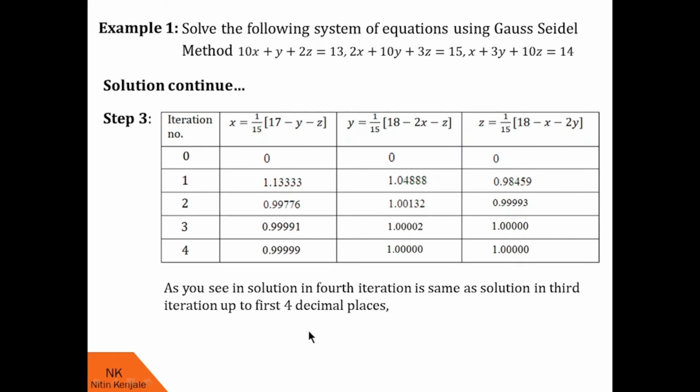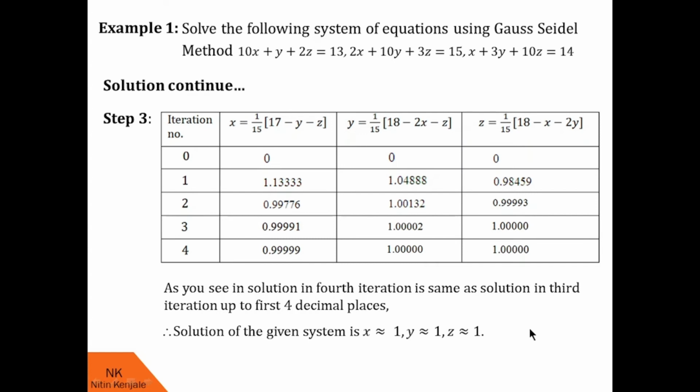So now we can say that x is approximately equal to 1, y is approximately equal to 1, and z is also approximately equal to 1. So we say solution to the given system using Gauss Seidel method is 1, 1, 1. You can take a pause and try substituting these values of x, y, z into these equations and cross check whether these equations are getting satisfied or not. Please write me your answer in comment box.